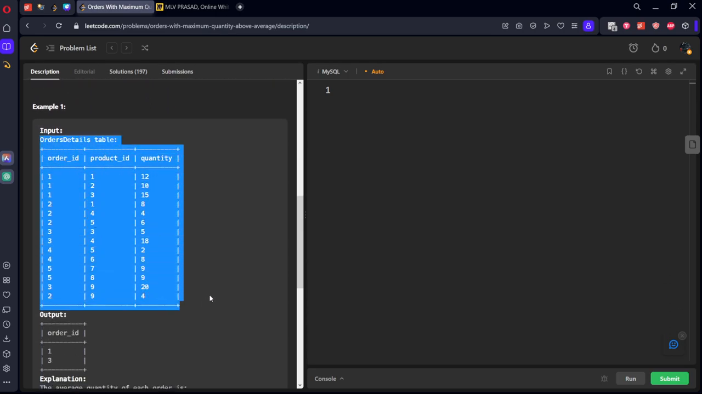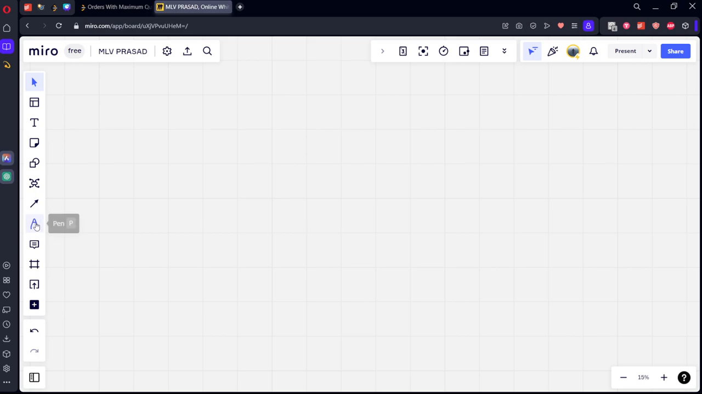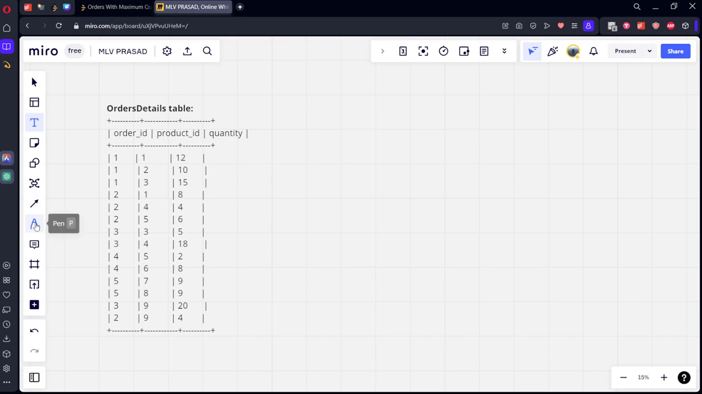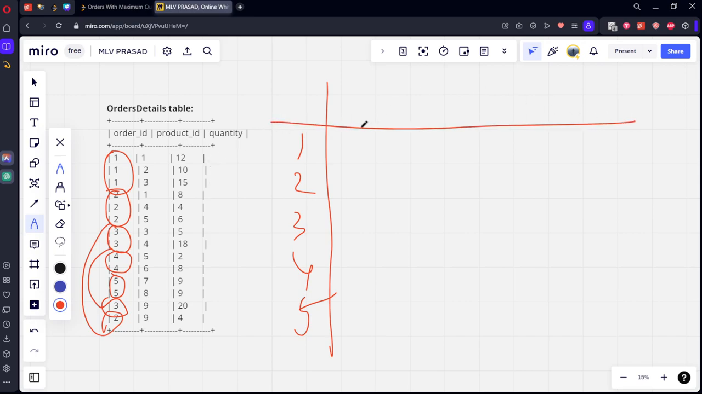They have given a table. Let's take this one. Okay, there are groups: order 1, order 2, order 3, order 4, and order 5. Now let's calculate, for orders 1, 2, 3, 4, 5, the average of quantity and the maximum of quantity.